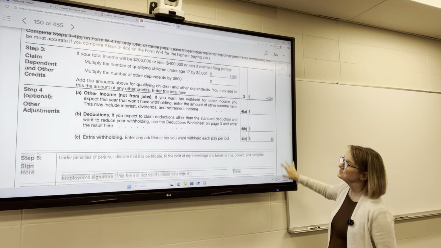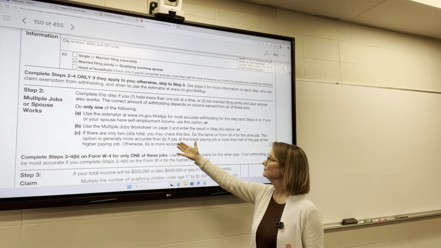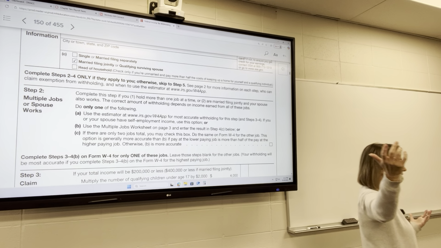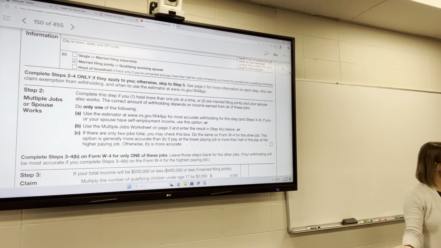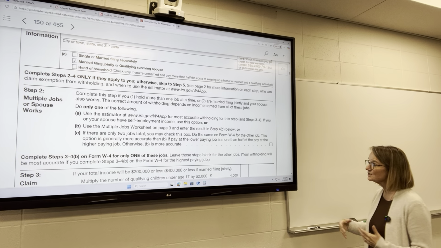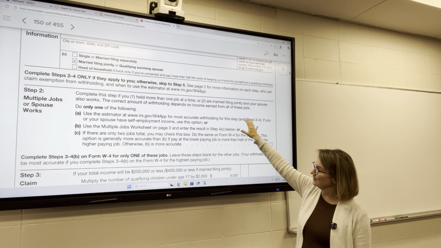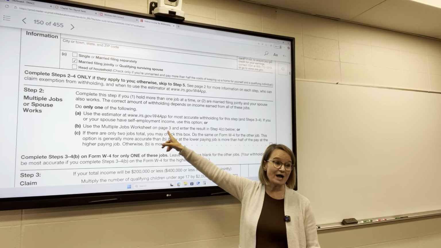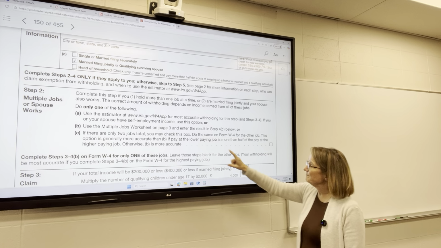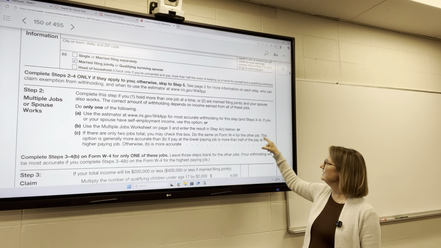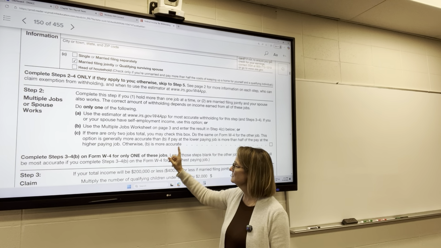The third method is super simple. If there are 2 jobs total, you may check this box. That's pretty easy. There's no calculation involved, right? Just check the box or don't check the box. So if there's 2 jobs, check it. If there's not 2 jobs, don't check it. It is more accurate than using the multiple jobs worksheet if the pay at the lower paying job is more than half of the pay at the higher paying job. Otherwise, the worksheet is more accurate.